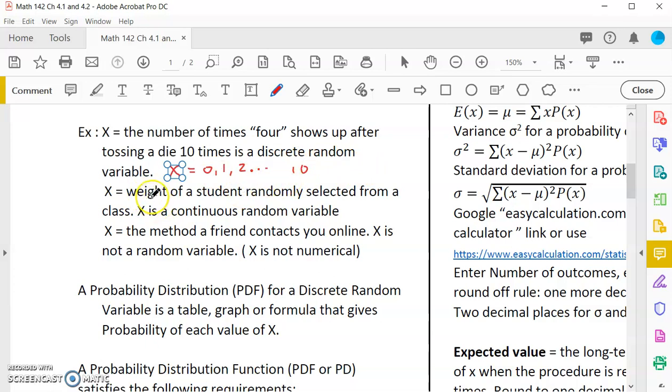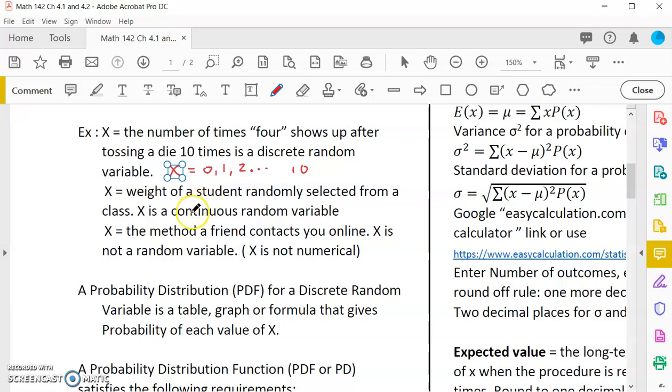Another procedure would be the weight of a student randomly selected from a class. X is a continuous random variable because when I select a student and ask his or her weight, it's not a finite number. You can have any number in between, so you can have 150.23 pounds or 120.11 pounds. So there are infinitely many possible values. So it is a continuous random variable.